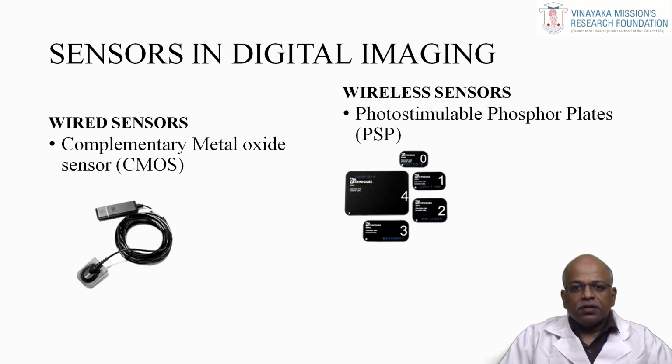The wired sensors chiefly employed in digital dentistry include complementary metal oxide semiconductor sensors. The wireless sensors commonly used in digital imaging are photostimulable phosphor plates, abbreviated as PSP plates. The PSP plates are shown in the picture, which are thin and look exactly like IOPA film, and they are available in various sizes such as 0, 1, 2, 3, 4.